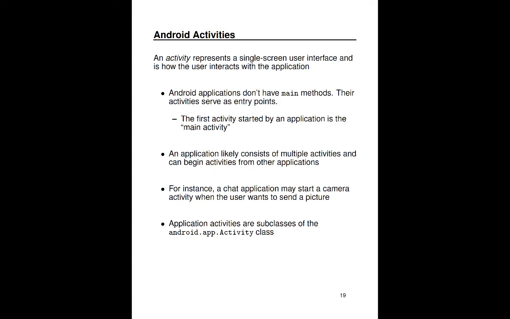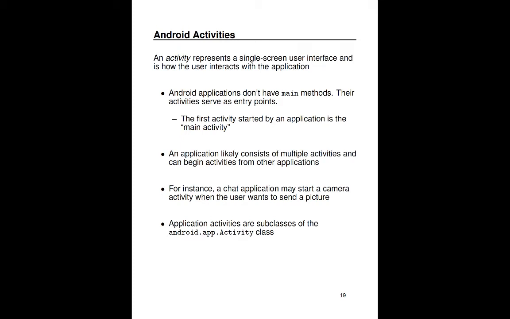Activities are really important, so I want to dive into some more details about what they are and how you can work with them. As we said before, an activity represents a single screen that the user interacts with. So much like servlets, Android apps don't have main methods. Instead, their activities serve as entry points. This is important to note: Android applications have multiple ways of interacting with them, depending on their usage. However, each application does have an activity referred to as the main activity, which is the first activity that's started when the application is launched.